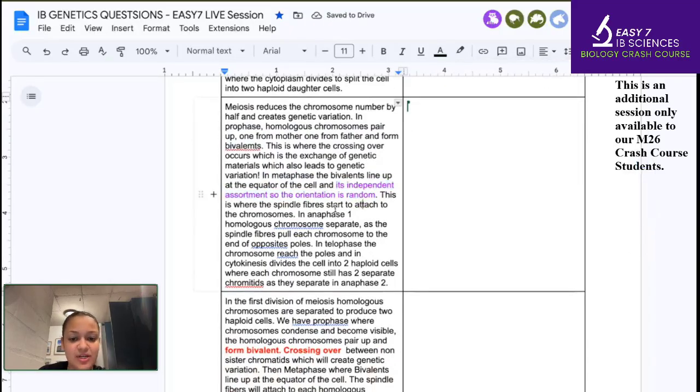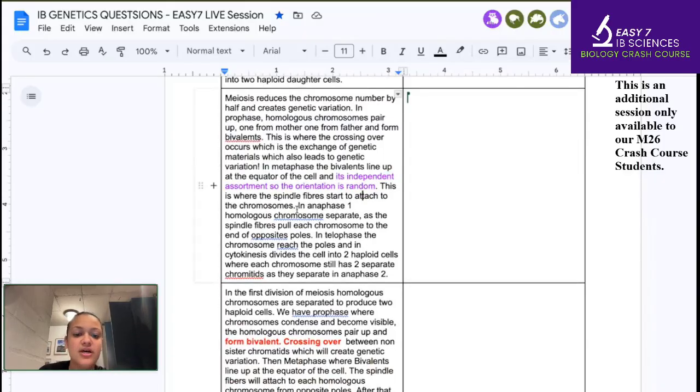This is where the spindle fibers start to attach to the chromosome, and you guys are doing so well, making me proud. In anaphase 1, the homologous chromosomes separate as the spindle fibers pull each chromosome to the ends of opposite poles. In telophase, the chromosome reaches the poles and then the nuclear membrane reforms. Again, just adding that extra level of detail there.